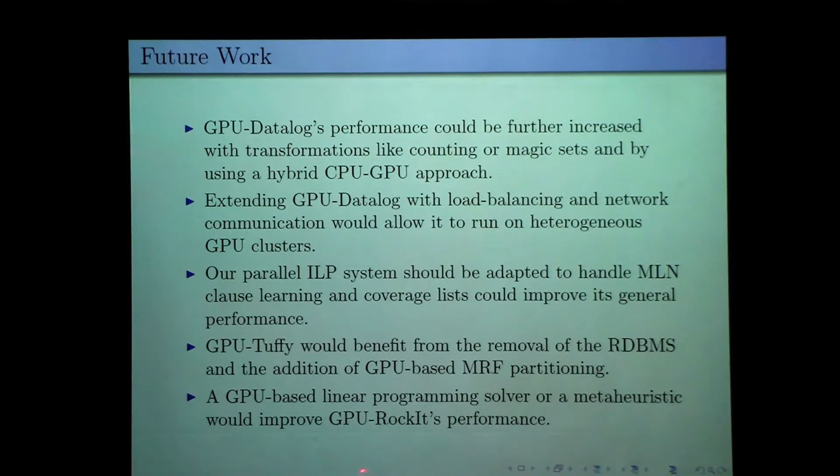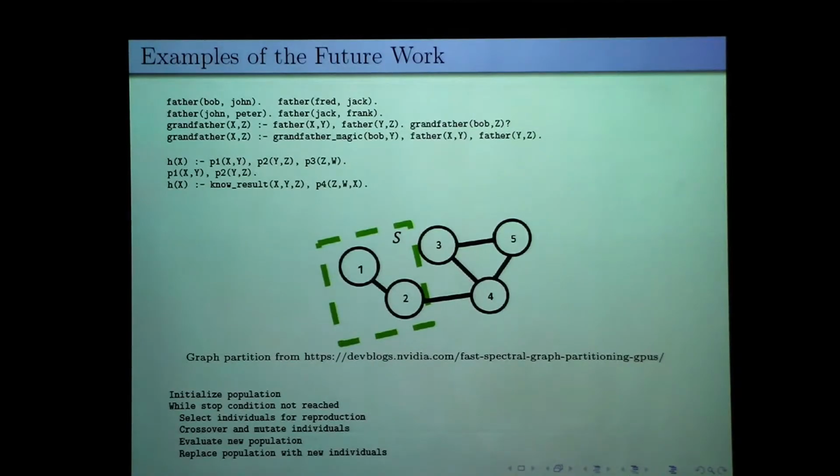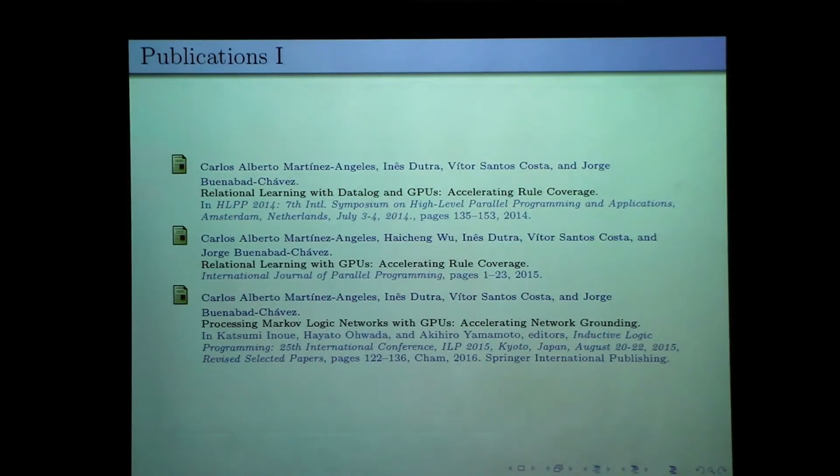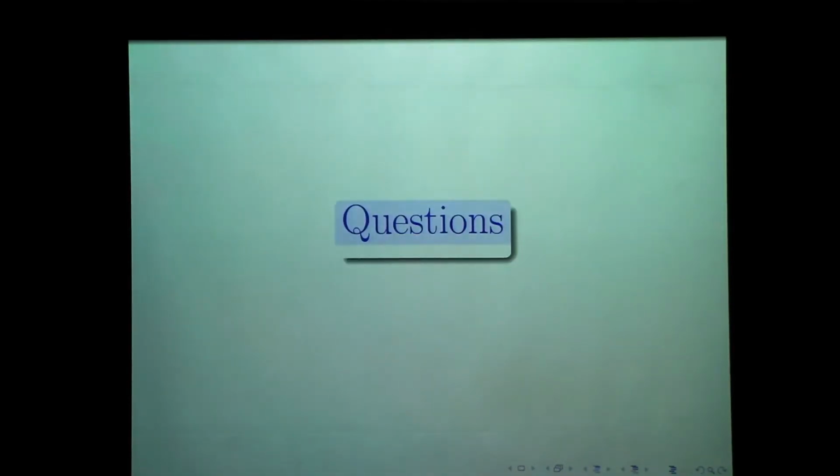And finally, for GPU Rocket, we could change the solver that it is currently using to solve the optimization problem. It could be based on GPUs. It could perhaps be a meta-heuristic. Here we have the common algorithm to perform a simple meta-heuristic based on a population with individuals, mutating and crossing over these individuals, evaluating them until we have found the solution to the problem. These individuals represent the solution to the problem. Well, these are the publications we have, and that's it.